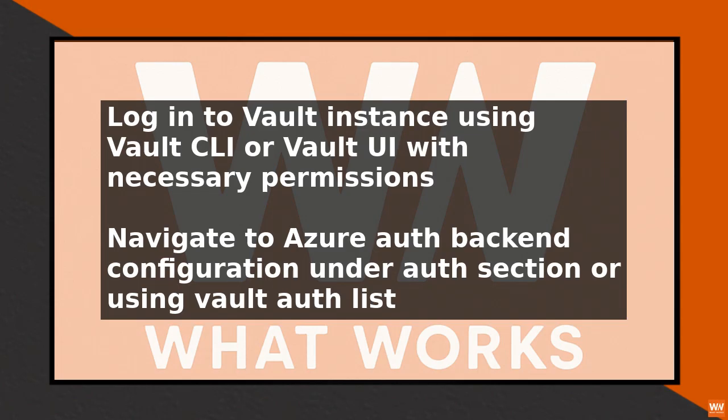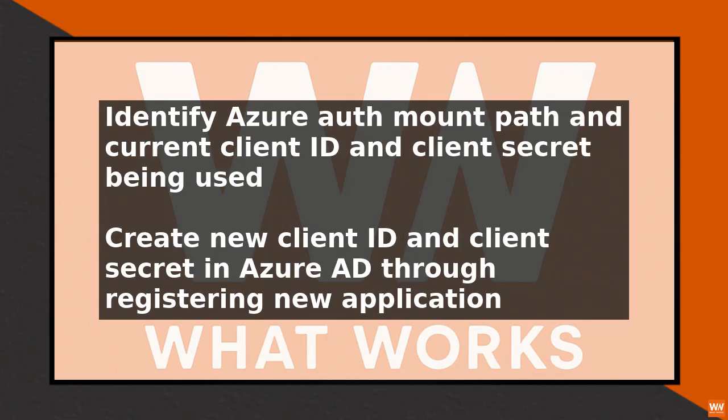Then, create a new client ID and client secret in Azure AD. This can be done through the Azure portal by registering a new application and creating a client secret. Once you have the new credentials, update the Azure Auth backend configuration in Vault. Use the Vault Auth update command in the CLI or the Vault UI to update the client ID and client secret. Ensure you are updating the correct auth mount path.